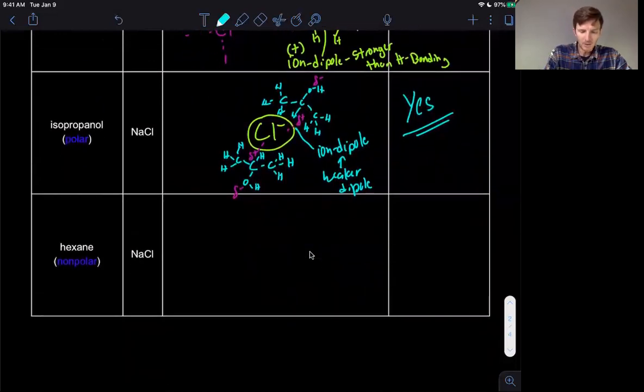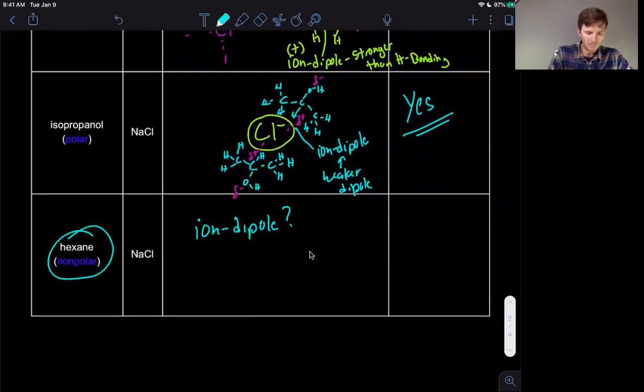Now we think, are we going to have ion-dipole intermolecular force attractions between our sodium and our chloride ions? Well, our hexane molecule is nonpolar, meaning there is no set dipole present on that molecule. There's no one side of the molecule that's always negative and one side that's always positive. And so because there is no dipole, we don't have the ability to have this ion-dipole attraction. And so effectively what we have is this ion pulling on the electrons, inducing a dipole, but that's not really going to be that strong of an attraction.